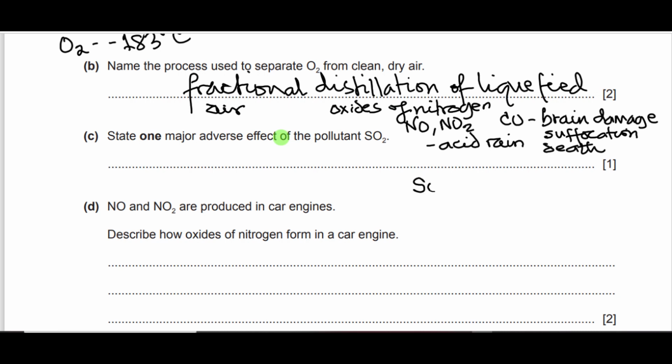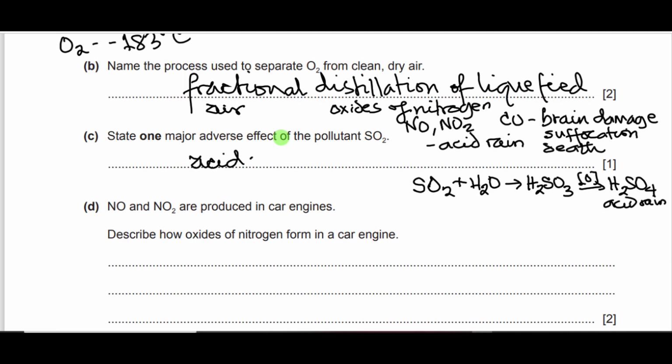Then SO2, which is what we are being asked. SO2, being an acid anhydride, dissolves in the moisture in the air to form H2SO3, which is easily oxidized by atmospheric oxygen to H2SO4, which is the acid rain. So the answer here is acid rain, and the effect of the acid rain is the same as what we have stated earlier for NO2.